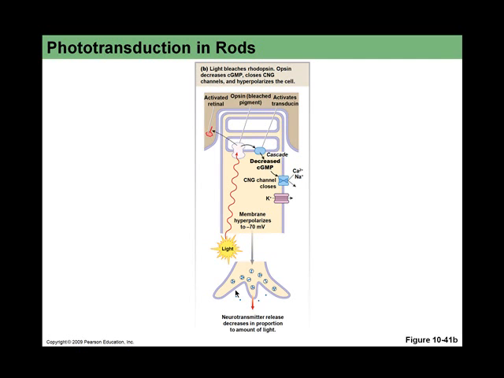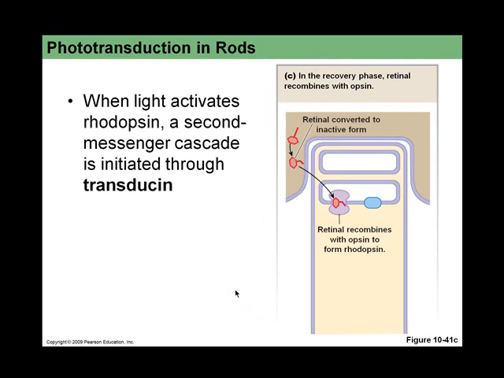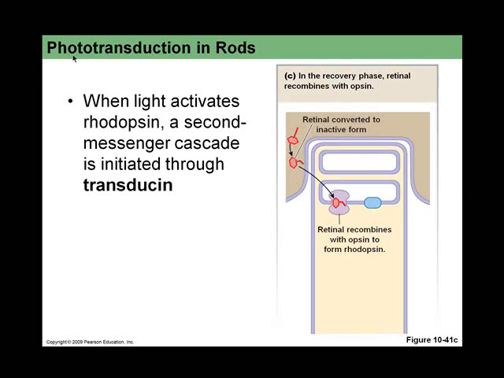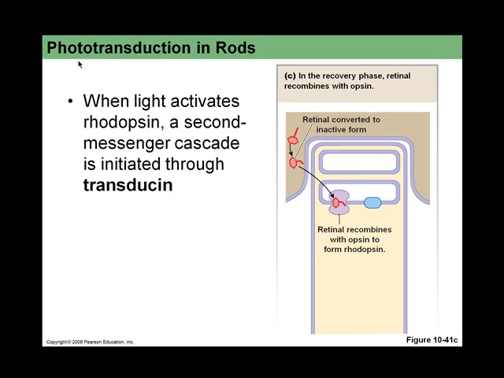Well, this is where I want to read you a portion from the text in case you don't have it there to look at right now, and you can look at it again later when you do have the text available. But it isn't mentioned in the slides. So the phototransduction in the rods, in this final portion, in the recovery phase, the retinal recombines with opsin. So it's converted to the inactive form.